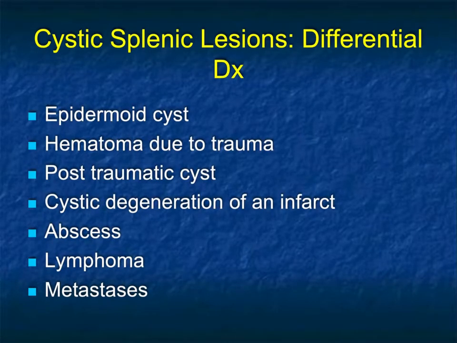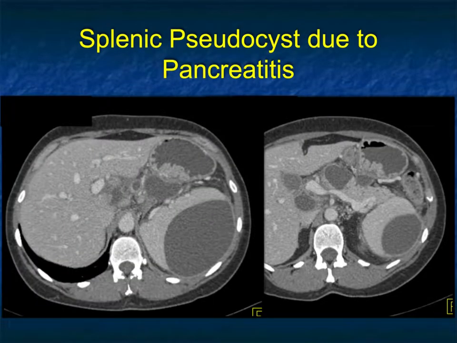When I think about cystic splenic lesions, I showed you an epidermoid cyst. We could think about old hematomas. We could think about just post-traumatic cysts, which probably is the result of an old hematoma. We can think of cystic degeneration of an infarct. We can think about an abscess, though usually the borders are irregular. Lymphoma can be somewhat cystic, but usually it's more solid. And metastasis can be cystic, but then there's typically some rim enhancement or a thickened rim to them.